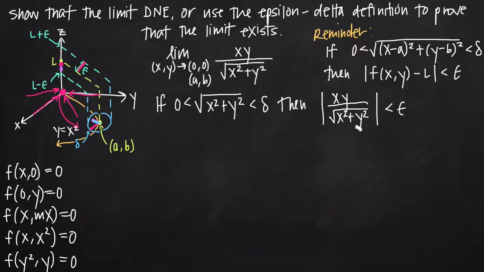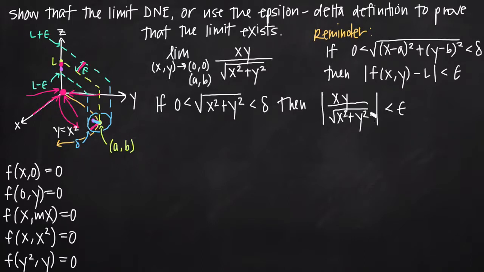X squared and y squared. Well, even if x is negative and y is negative, we're going to square both of them and get a positive value. And when we add those positive values together, we'll of course get a positive value. And then taking the square root of a positive value, we'll still get a positive value.